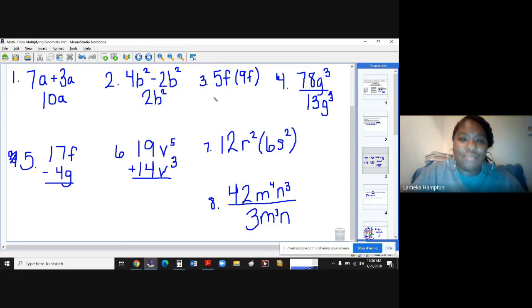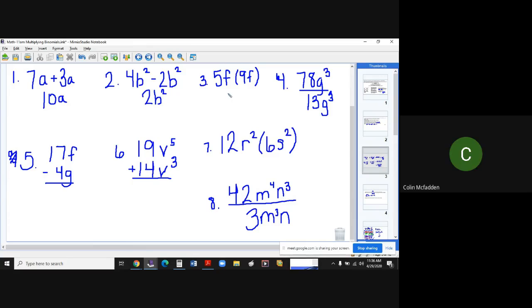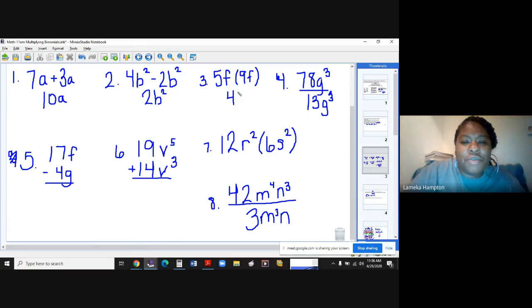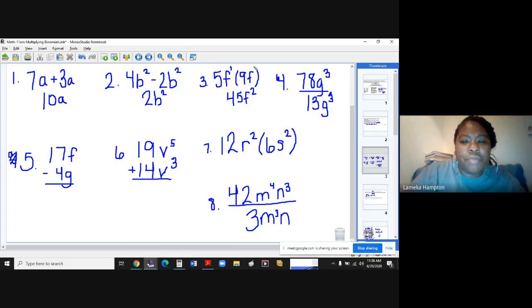All right. So for number three, what do we got? 45f squared. Yep, 45f squared. That's it. It is 45f squared because we have 5 times 9, which is 45, and we have our exponent of 1 here. Remember, I did not write it because that's not how they're going to present it to you, but if it helps you, that's what you do. So we have 1 plus 1, and that gives us 2. So 45f squared is the correct answer.